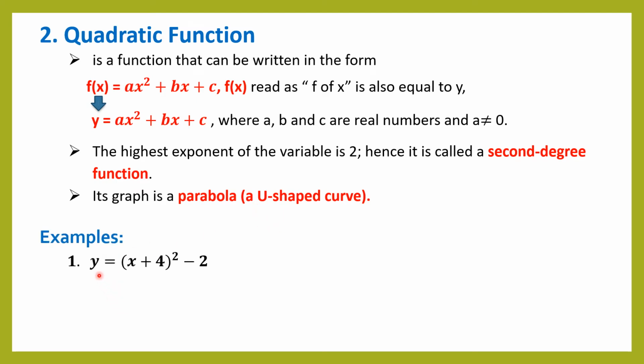Examples, y is equal to the quantity of x plus 4 quantity squared minus 2. So, naka-second degree siya. Next is y is equal to negative x squared minus 4x plus 3. So, naka-second degree din siya. And number 3, y plus 4x squared is equal to 8x minus 3. So, naka-second degree din ang ating variable na x. Pero be careful kasi meron tayong equation na po pwede siyang makancel. Depende sa given na equation.